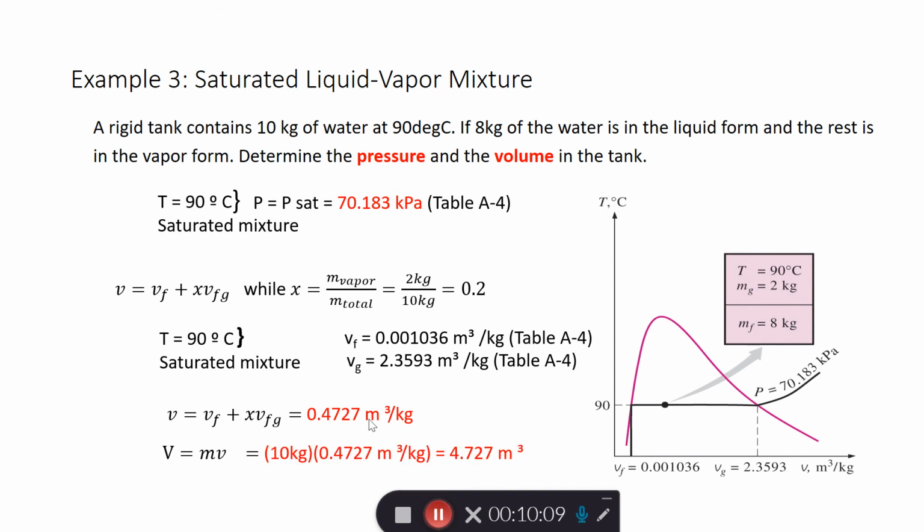Okay, so here is not the final answer yet. This is specific volume. So you have to find the volume of the tank, or the volume in the tank. Therefore, you have to multiply by the mass. So volume is 10 kg times the specific volume and it will be 4.727 cubic meters.